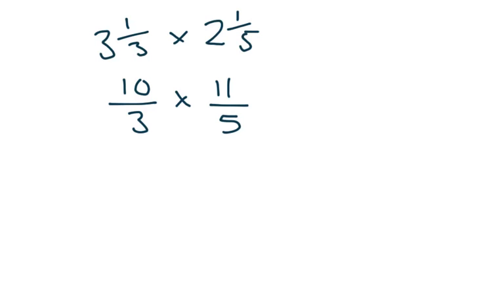Now, one thing that you can do to make life easier with multiplying fractions is to look diagonally to see if there's something in common. So with the 10 and the 5, they have something in common. 5 goes into both of them. So what we can do is we can say how many times does 5 go into 5? Once, so we cross it out and write 1. And then how many times does 5 go into 10?